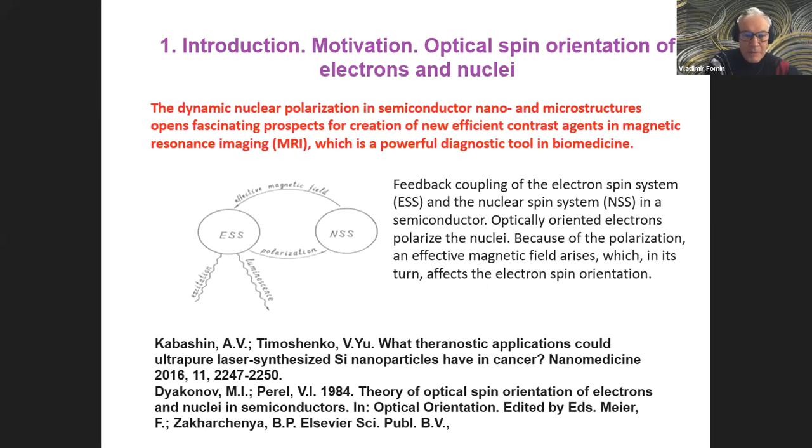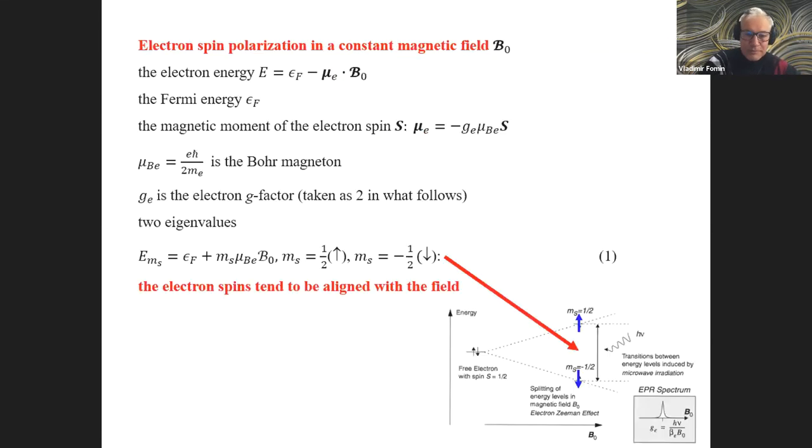And this magnetic field of polarized nuclei has a feedback effect on the electronic spin system. So they are in a feedback loop. Therefore, they can influence the mutual polarization. And the hope was, and I will show how it was realized, to achieve an enhancement of the polarization of nuclei, which is usually rather weak in solids as distinct from electrons.